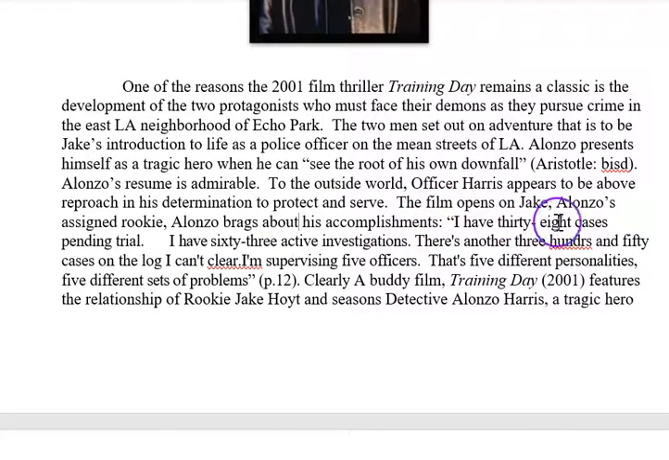The film opens on Jake, Alonzo's assigned rookie. Okay, that's just too much.